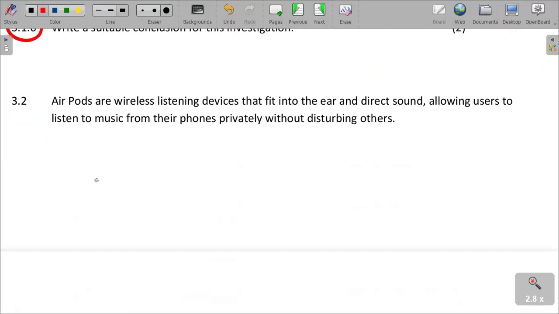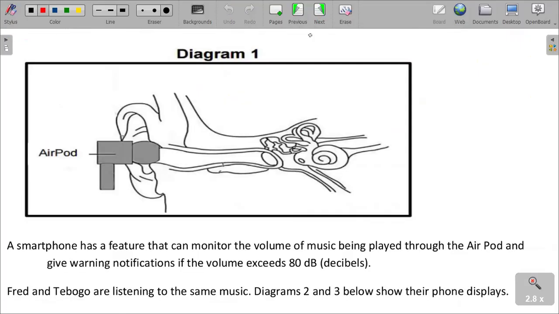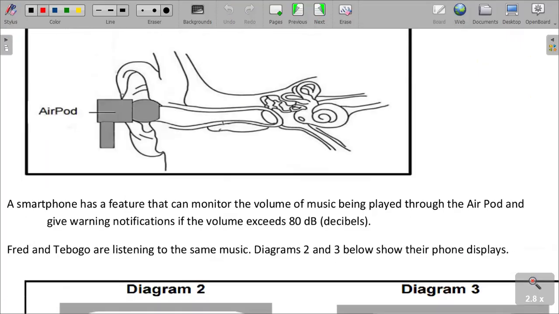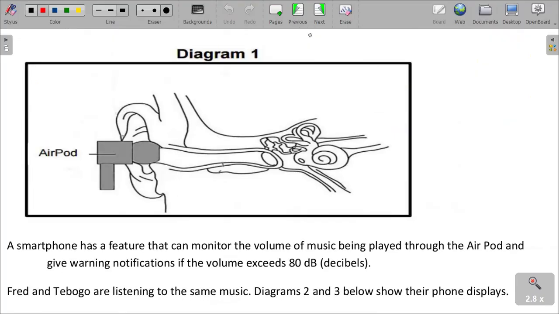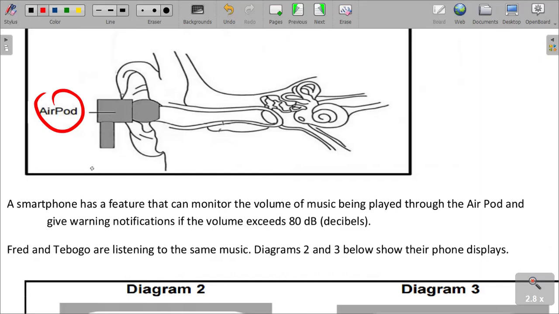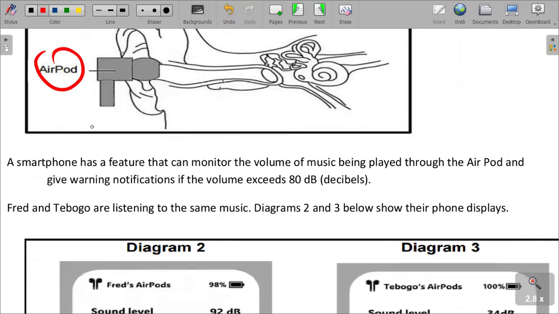And then AirPods. AirPods are wireless listening devices that fit into the ear and direct sound, allowing users to listen to music from their phones privately without disturbing others. And then diagram one, we have got the earpod. As you can see, I think you are using these earpods. They are put in order for somebody to listen to sound or music without disturbing people around.